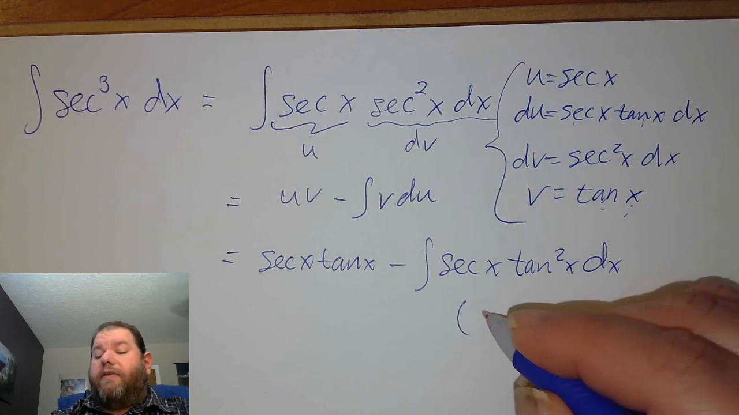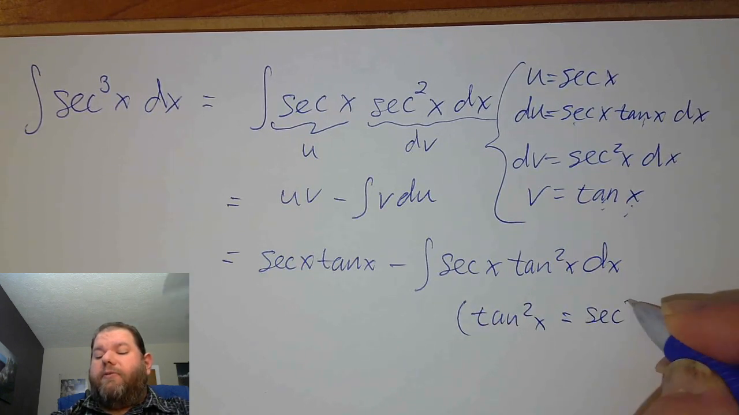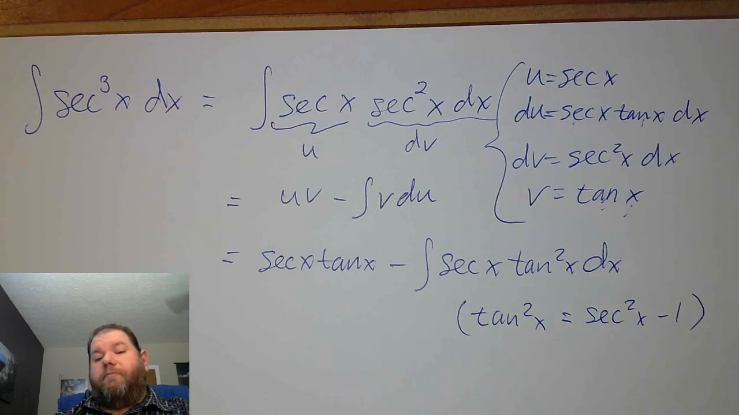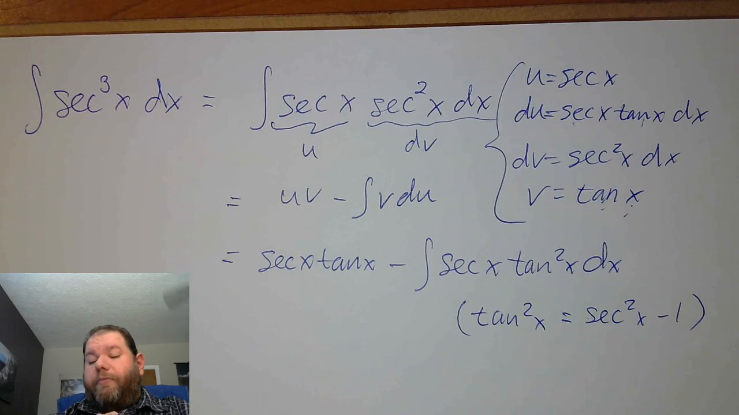We have an identity that says tangent squared of x is equal to secant squared of x minus 1. That's one of our three Pythagorean identities. Based on the fact that sine squared x plus cosine squared x is equal to 1, we just take that equation, divide everything by cosine squared, and we come up with this equation, moving things around slightly. So let's go ahead and do the substitution, and we should be able to simplify from there.